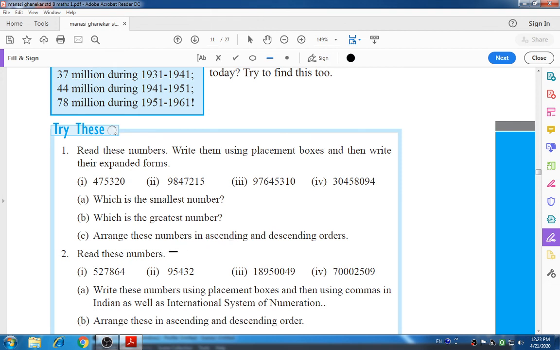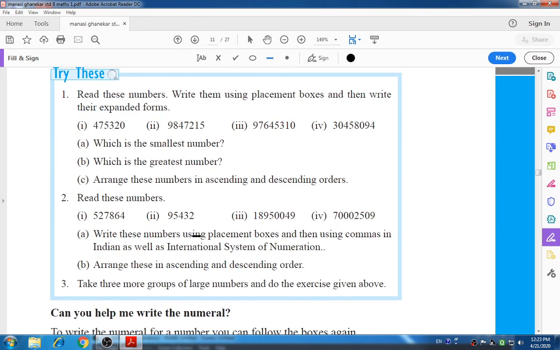Okay, all these examples are easy. I'm not going to tell you the answer. You have to solve this yourself, and while solving, if there is a problem or if there are any queries, you can ask me, or you can write in the comment box. Read these numbers and try to solve these questions also.